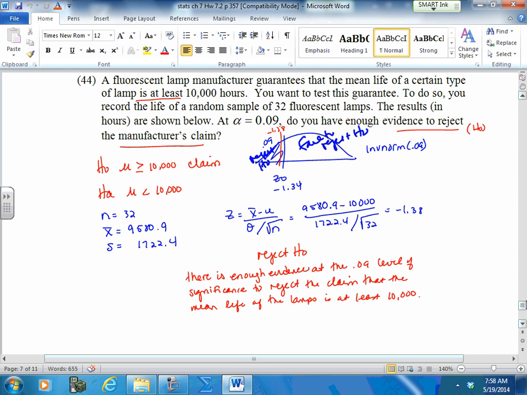State your claim. Here's your claim. You know it says reject. It's got to have an equal sign in it. And it did, greater than or equal to. There was the manufacturer's claim.